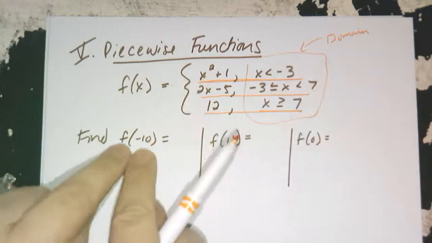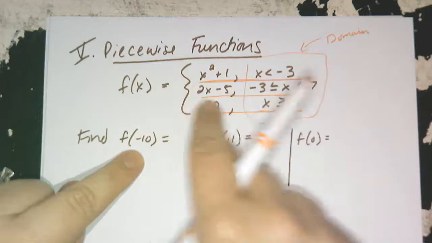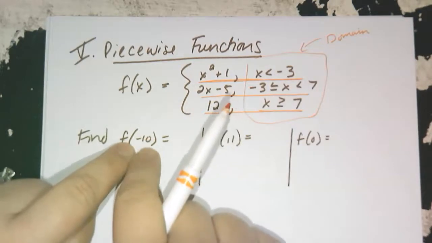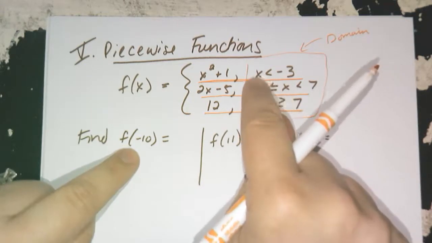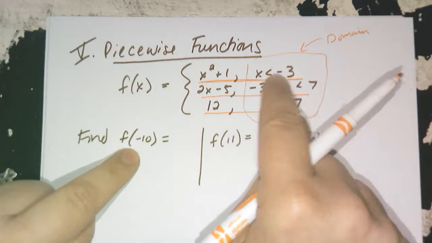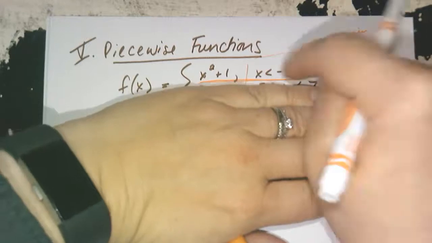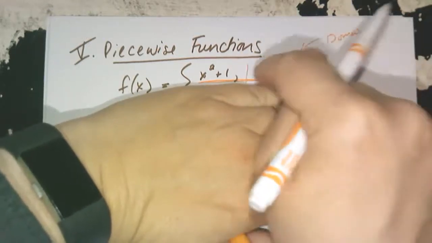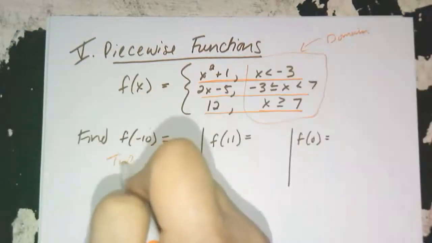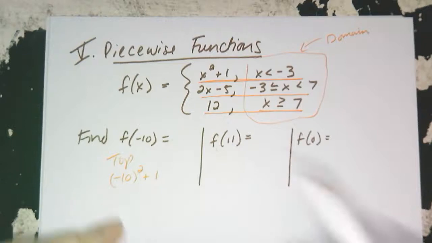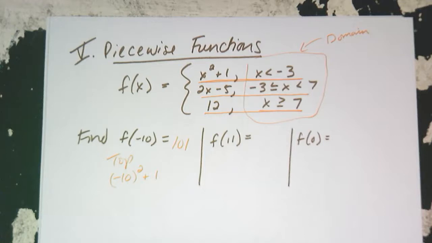So looking at this first problem, f of -10, which piece, top, middle, or bottom, are you going to plug -10 into? Top. Why the top? It's less than -3. Is -10 less than -3? Okay. So then you ignore these two pieces right here. I can do that? Yes. You're only going to put it where it's restricted. -10 is less than -3, so you're going to put -10 in for x onto that piece. So into the top, I'm going to put -10, square it, and add 1. What does that make? 101. That's your answer. Done.